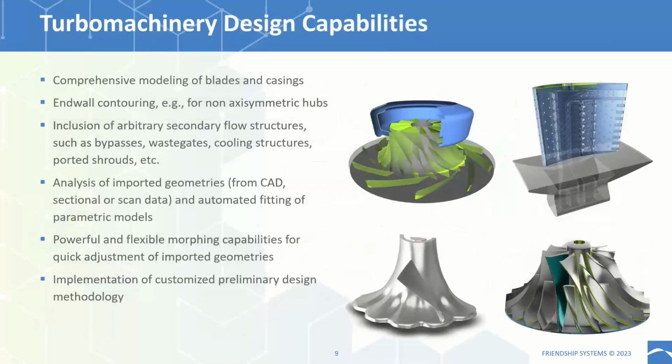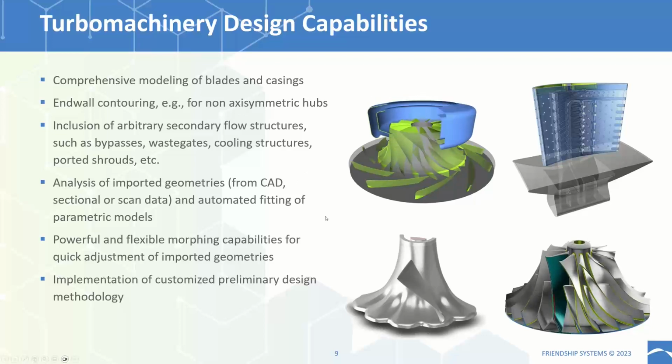And in order to cover these applications, we provide a comprehensive modeling environment within CAESES to model bladed geometries, but also casing geometries. You can also do things like end wall contouring for non-axisymmetric hubs, but also include additional flow structures that are maybe in the secondary flow path or not the main bladed components, such as we see here, a ported shroud on a compressor, or cooling structures in the blade, or bypasses, wastegates for turbochargers and things like that.